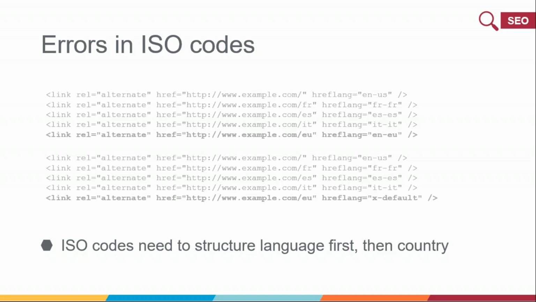So a common mistake that we see in this piece of code are actually misuses or errors within the ISO codes. So the ISO codes are used to tell search engines which country the page is targeting and which language the user needs the content to appear in. These codes need to be structured language first, then country. And mixing the order is a common mistake. To be honest, a lot of people can get confused between UK, GB, and EN. And as we can see on this example here, Europe is not a recognized ISO region or country, so it cannot be targeted with hreflang.